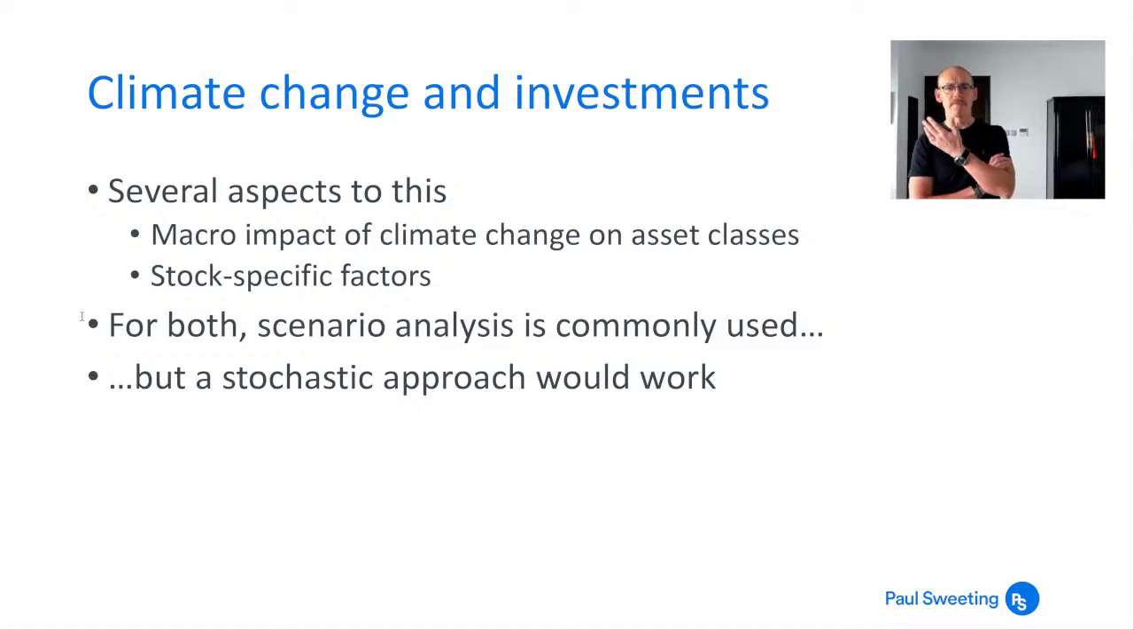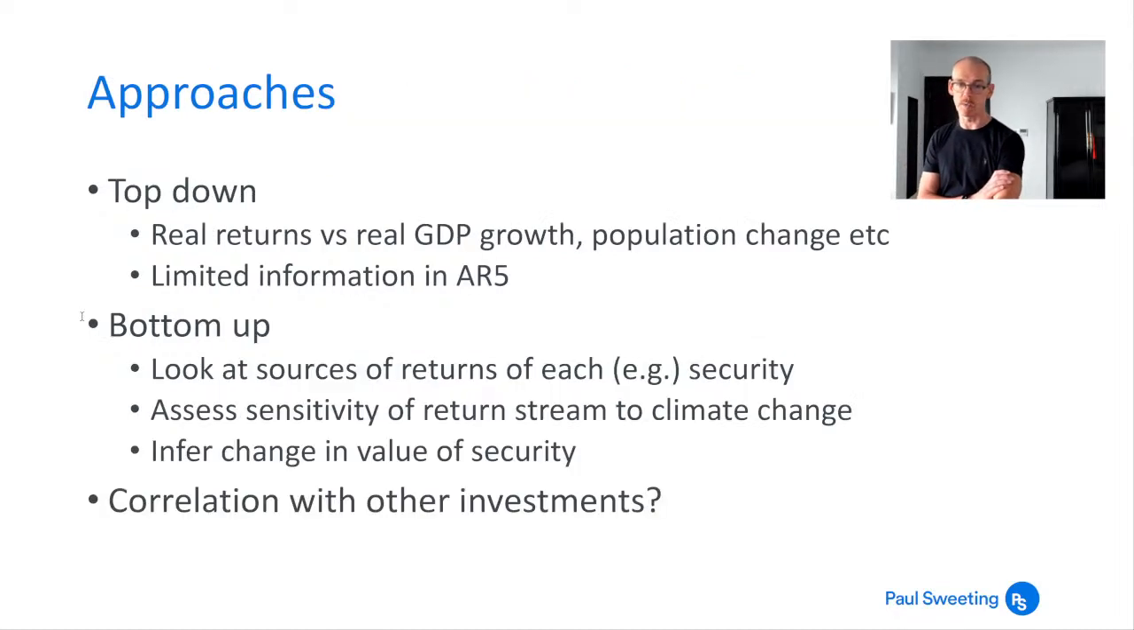Now, there are several different things we might want to consider when we look at climate change investments. The first is a kind of macro view. What might climate change do to particular asset classes? What might it do to equities as a whole? Then the second part is what stock-specific factors might be at work. So if climate change is worse than expected, what securities might perform worse or might perform better? And as I say, this scenario analysis has been used a lot. I think a stochastic approach could work as well.